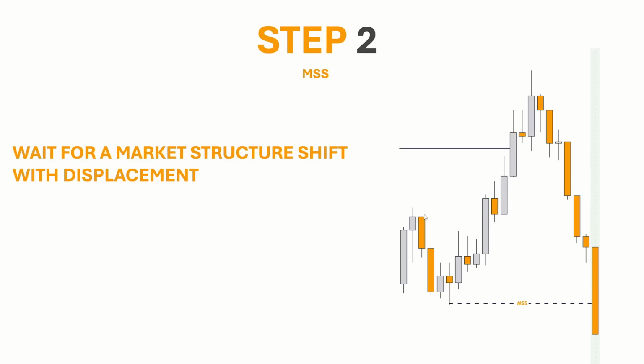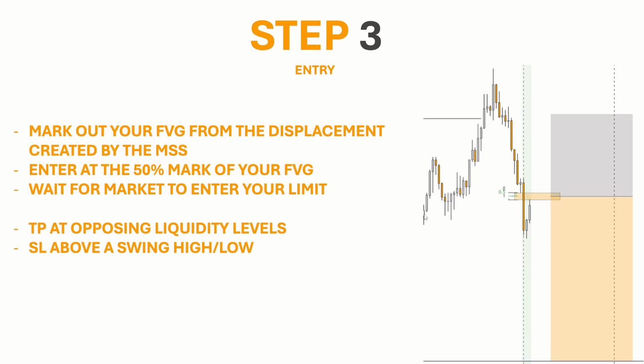So with that out of the way, let's move on to step 3, which is our entry. So entry is quite simple. Once you've got your displacement, you just want to mark out your fair value gap from the displacement. From the market structure shift that was created, you want to mark out your fair value gap from here. So our market structure shift was formed by this candle, so we're going to look for a fair value gap in this candle right here.